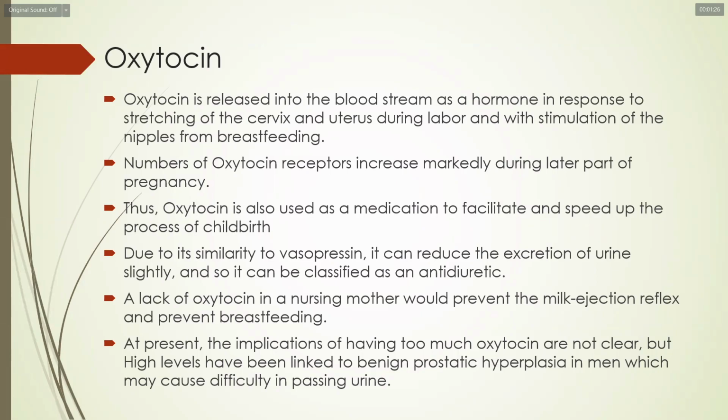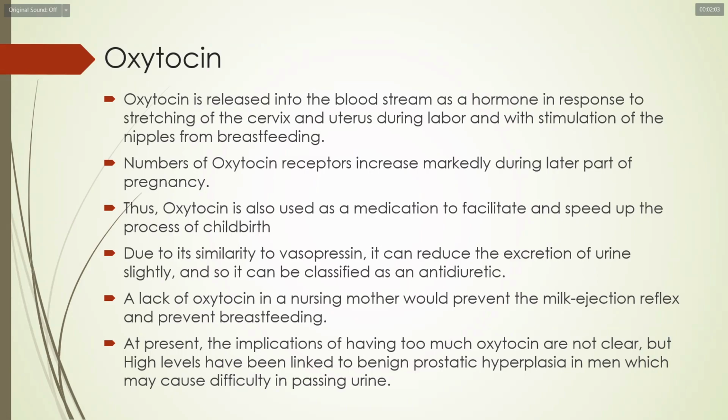طيب الأكسيتوسين هو نيوروبيبتايد ونيورو ترانسميتر، وريليست into the bloodstream as a hormone in response to stretching of the cervix and uterus during labor. يعني during labor وممكن يصير له stimulation during breastfeeding. طيب the numbers of oxytocin receptors increased markedly during later part of pregnancy. عشان هيك الأوكسيتوسين is also used as a medication to facilitate and speed up the process of childbirth.